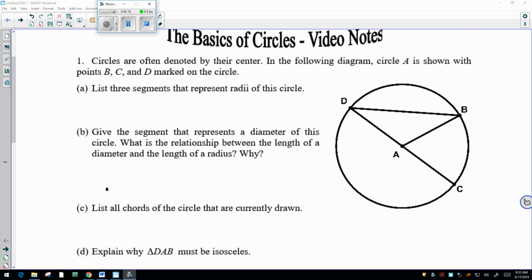So we can see here it says circles are often denoted by their center. So for instance, I would call this circle A, since the center point is A. That would be the name of the circle. And it says there, in the following diagram, circle A is shown with points B, C, and D on the circle. So we have to list three segments that represent the radii.